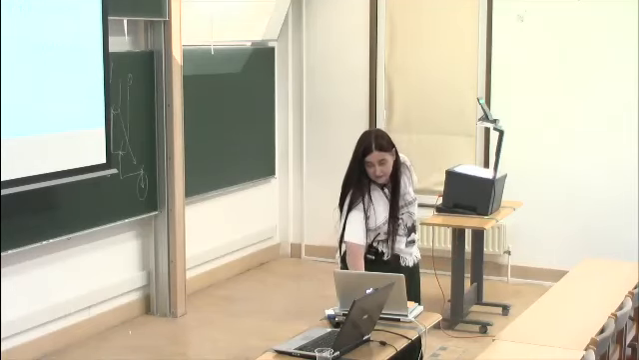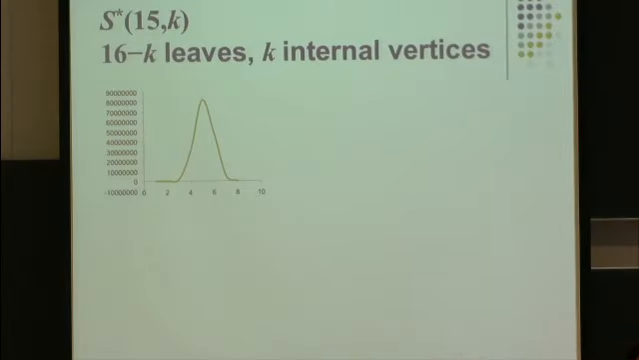So how does this look? Use the same n equals 15. S star 15k is a tree with 16 minus k leaves and k internal vertices. This is pretty much the corresponding distribution. Left are the dots. And this is the fit that we obtain. It's not quite that good, but let's go a little further.